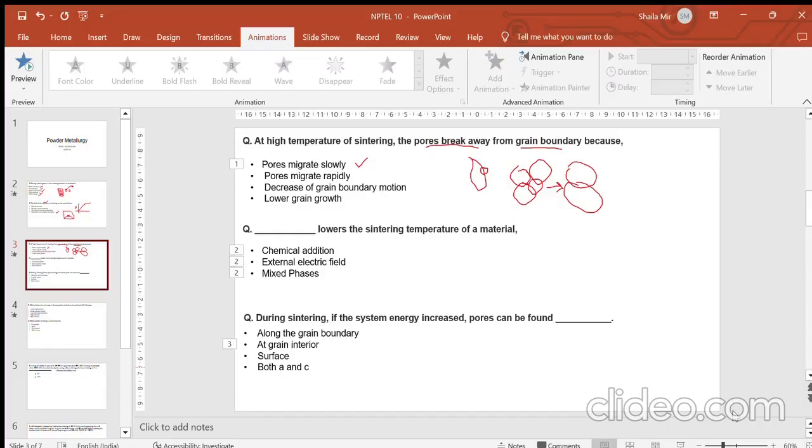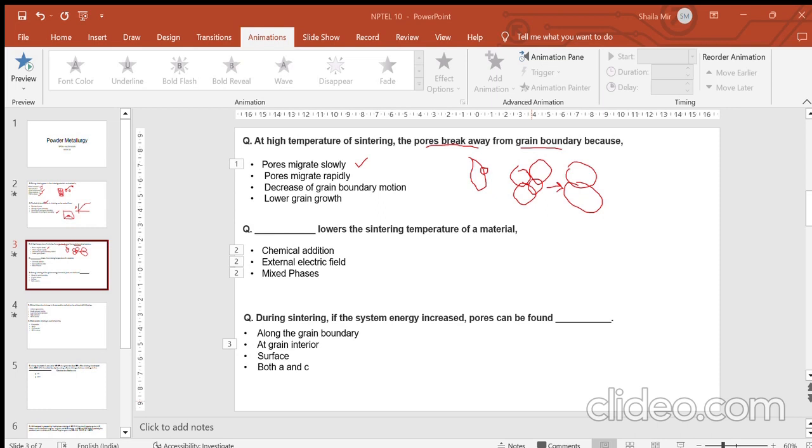Each of them lowers the sintering temperature of the material, which is right, because as you add these additives, the porosity of the material is being covered, and as a result, you will have a lower temperature. You can achieve a higher density of the material. Okay, so all of the three options are right.